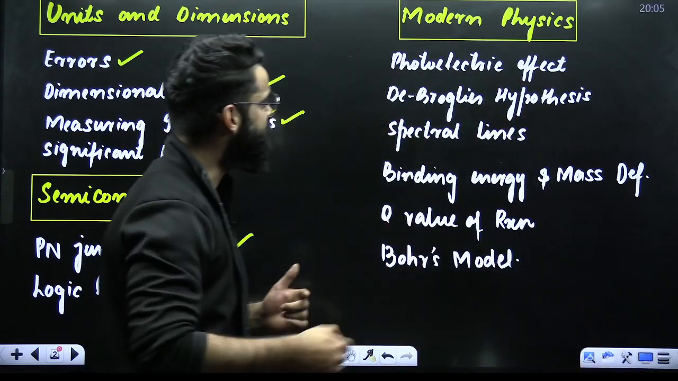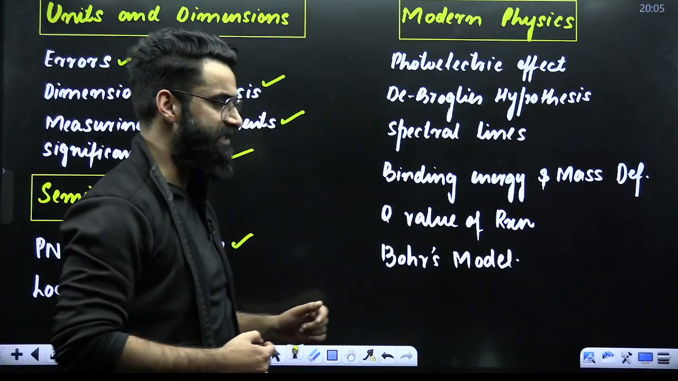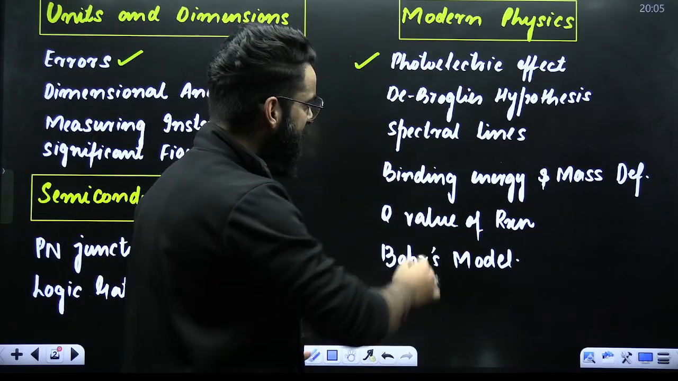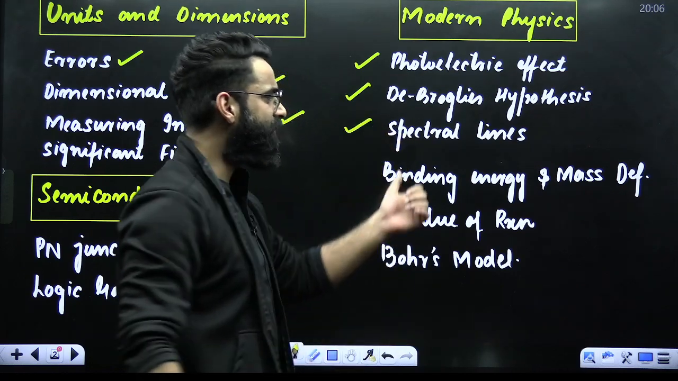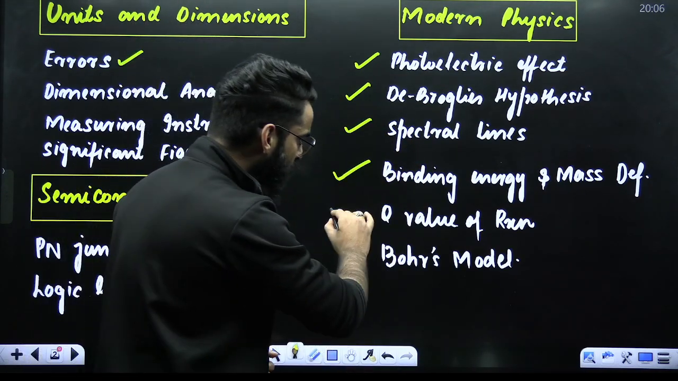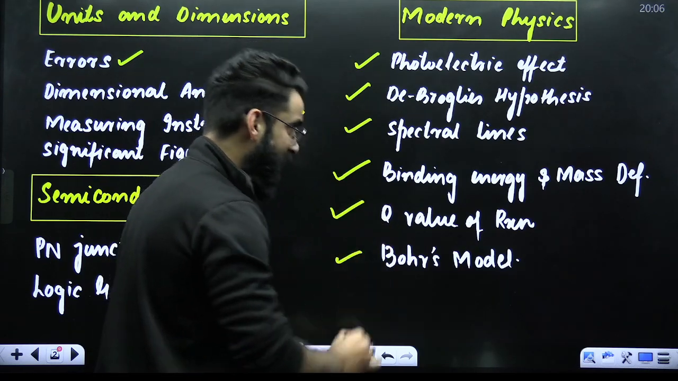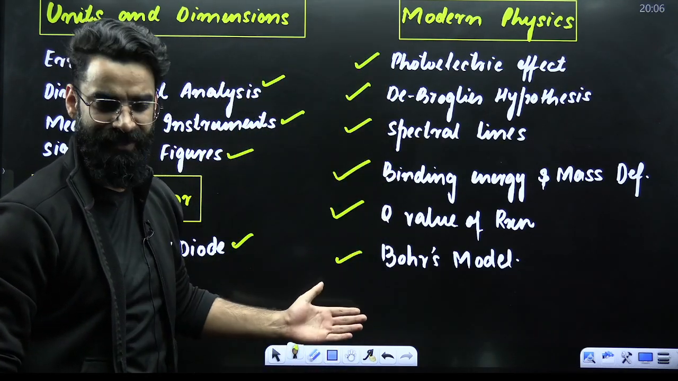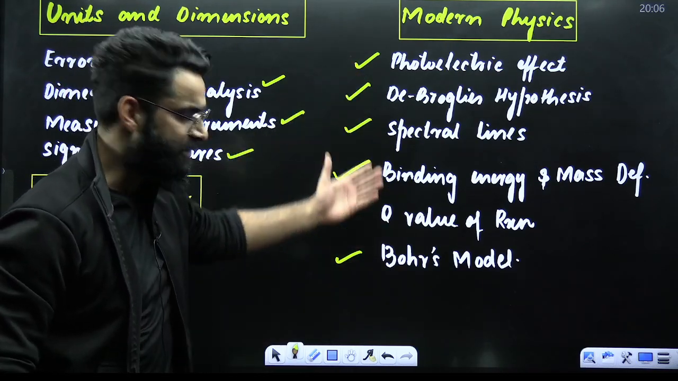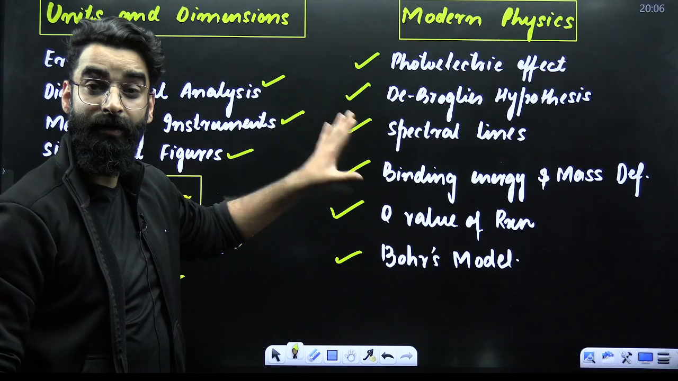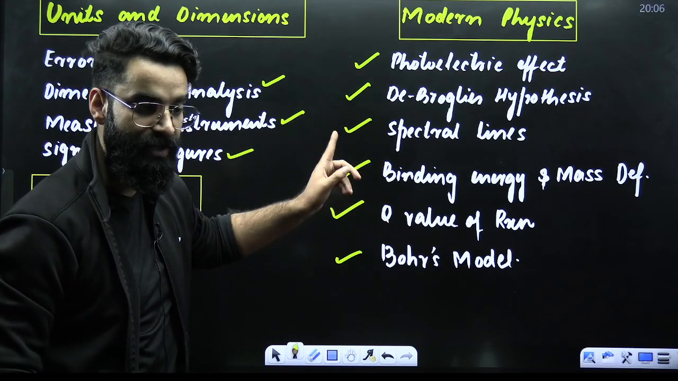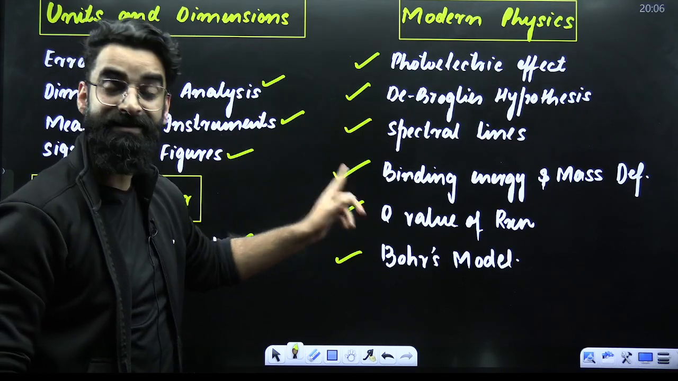Okay. My dear students, when it comes to your modern physics, which is something which you study in your chemistry as well, right? Photoelectric effect, de Broglie's hypothesis, calculation of the number of spectral lines, binding energy and mass defect, Q value of the reaction, and Bohr's model. I believe all these topics you would have already covered in your chemistry, because I'm the one who has taught all these topics in chemistry in the structure of atom, right? Okay, so these are the short topics which are asked in your modern physics. So do not miss them at all. Do not avoid them. Okay, prioritize these topics the maximum.